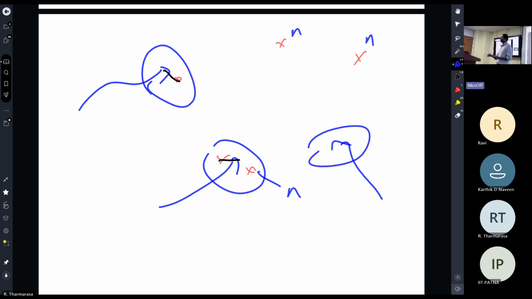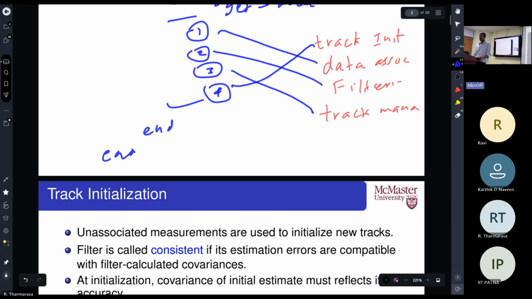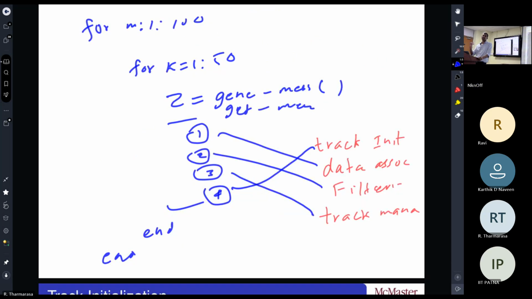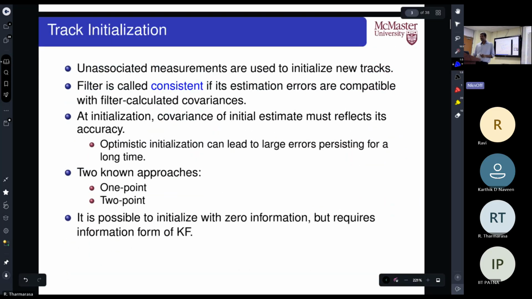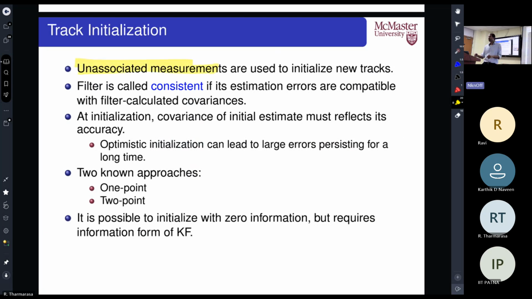Okay, if you understand, then if we go back here, you understand why I put that as the last one. Because we want to see whether these measurements come from these targets, then update those tracks with those measurements. With the remaining measurements, we will create new tracks. That is how the initialization works: unassociated measurements, those not going with any of the targets, are used to initialize new tracks.